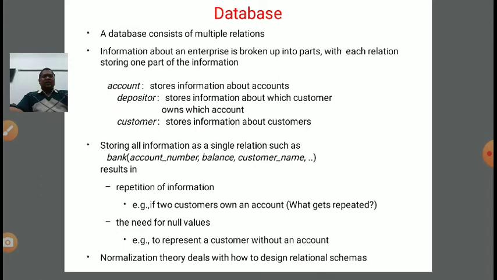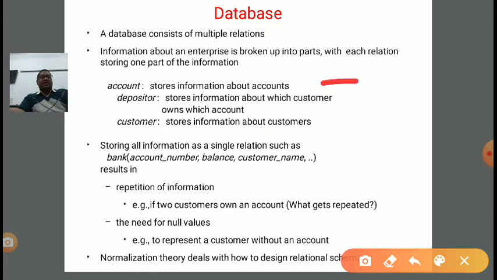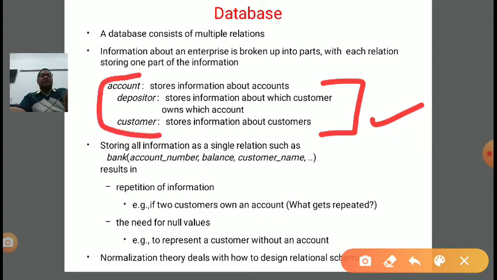More than one table can use duplicate information also. In that case the foreign key concept comes into the picture, which we will discuss in the upcoming lecture. Now, storing all information as a single relation, such as bank account number, balance, customer name and all, will have a drawback. If I add all three previous relations into a single relation, it will result in repetition of information, or redundancy.